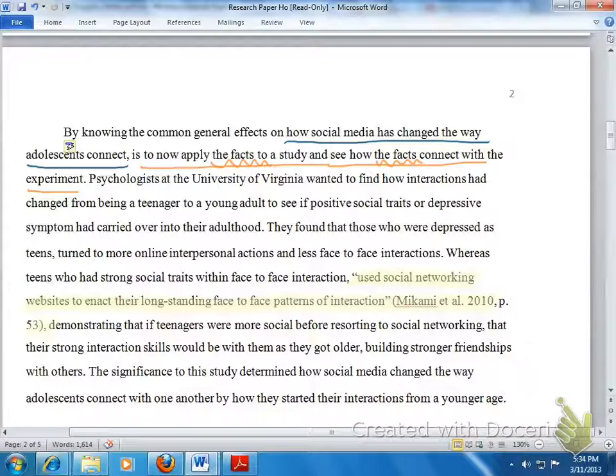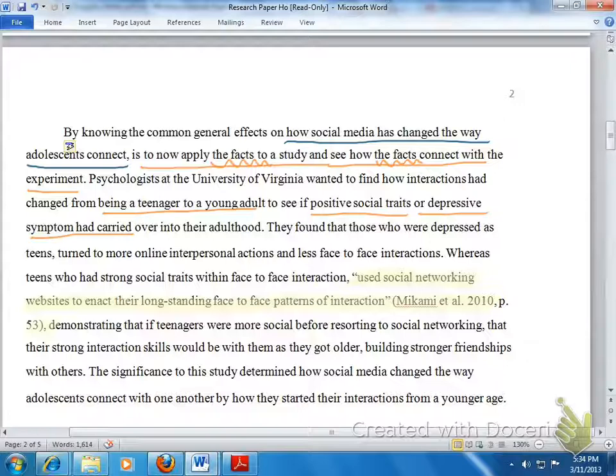So psychologists at the University of Virginia wanted to find how interactions had changed from being a teenager to a young adult, to see if positive social traits or depressive symptoms had carried over into adulthood. This signal, to me, is what's probably important and hopefully going to be discussed. There's something about interactions during age group, right? Being a teenager to a young adult. Positive social traits or depression carried over, right? So are they going to talk about this?